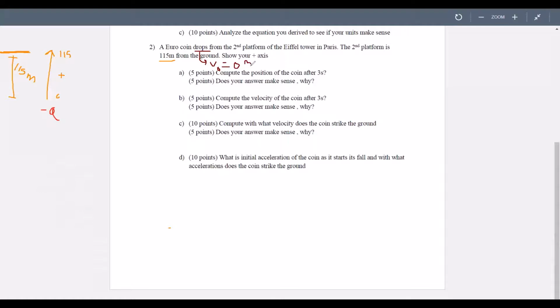Right, and then because you set your axis the way you did, this is x naught, and this is your x, and your x naught is equal to 115 meters. Cool. And then acceleration is gravity, and gravity you're going to have to memorize. I don't remember her giving it to us on quizzes. If I'm being honest, she might have given it once, but it's a pretty common one to use.